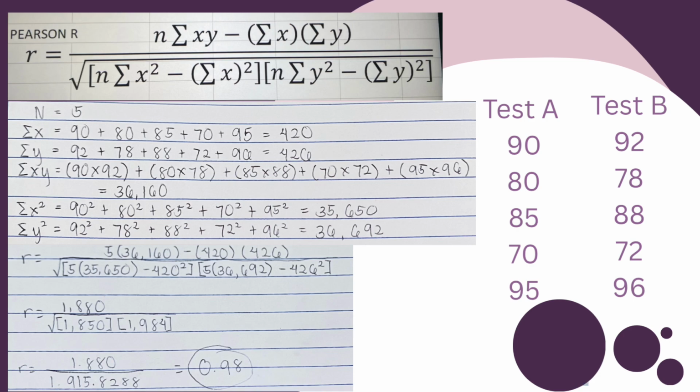After we do that, we'll have the answer, and it is 1,9,158,288. So after that, we'll now divide the numerator by the denominator. And the answer would be 0.98. So in plain words, it means that the two tests are very similar because 0.98 is very close to 1. So these two forms of the test have excellent parallel forms reliability.